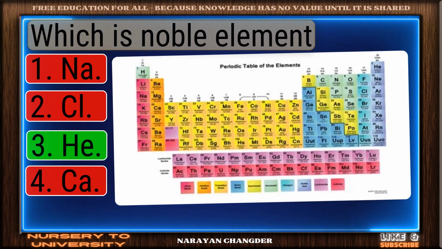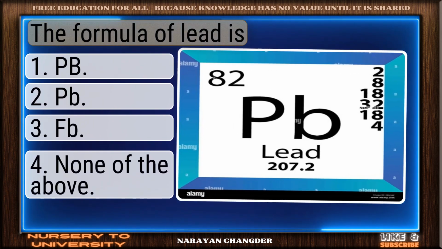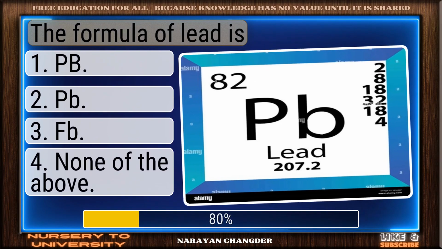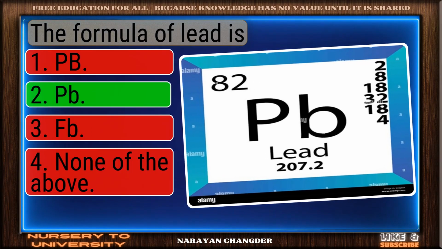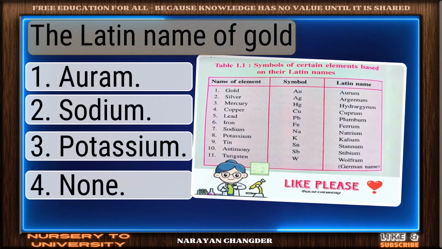Nicely done. He is a solid answer. Question number 278. The formula of lead is? Good thinking. Pb is the right answer. Question number 279. The Latin name of gold.